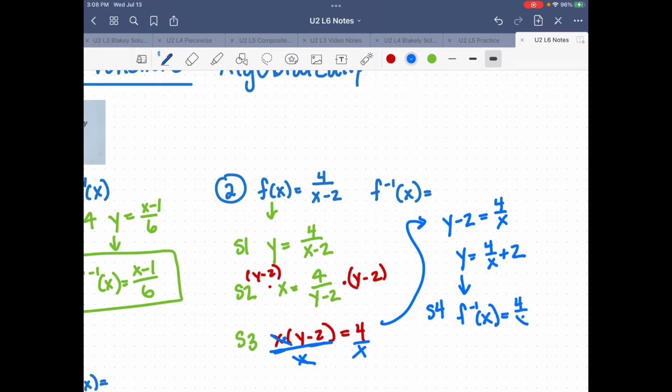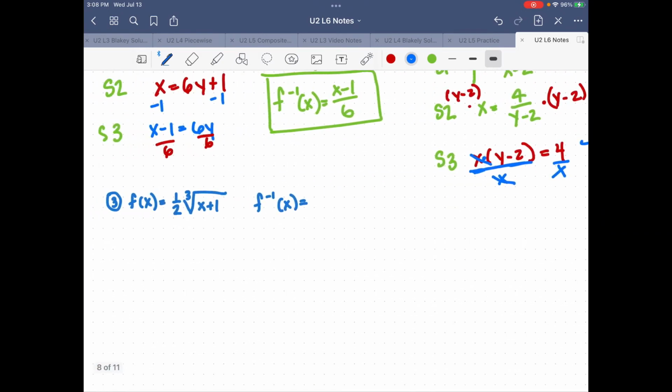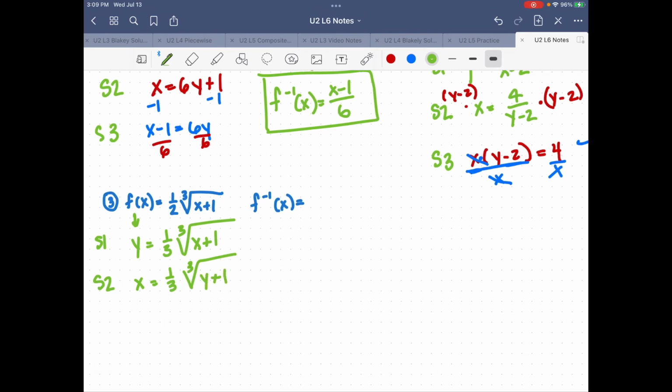All right, let's try one that's a little more difficult. Step 1, we're just going to replace f of x with y. Step 2, I'm going to switch my x and my y. Step 3, I'm going to solve for y. So I need to get rid of this 1/3 first, so I'm going to multiply both sides by 3.